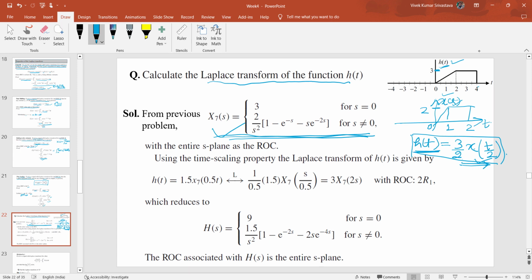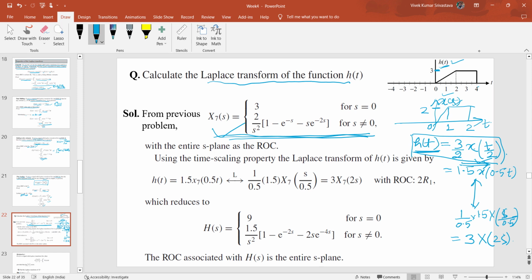Okay, so this we can also write as 1.5 x of 0.5 into t. Like, Laplace transform of this signal is basically defined as 1 over 0.5 into 1.5 x of s over 0.5. Okay, so once you evaluate, this is equals to 3 x of 2s.